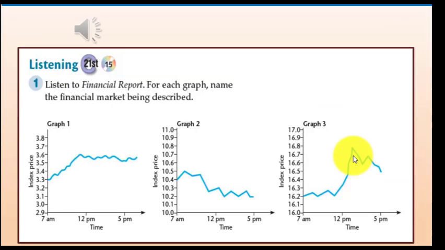Let's now go to the next task. In the next task, we have a listening task. You are going to listen to a financial report, right? It's a report related to money, to deals, something like that. As you see, you have three graphs, right? Your task now is to listen, and through your listening, tell me the name of the financial market being described. Like, for example, are we talking about Dubai, maybe? Or about the London market, for example. You should listen and define it.